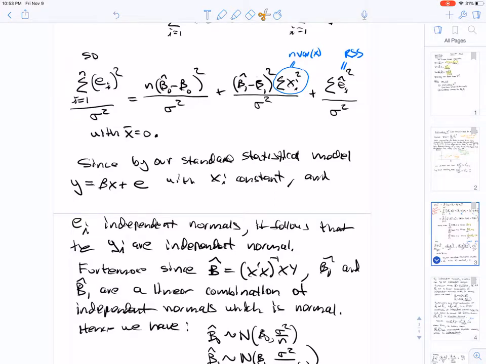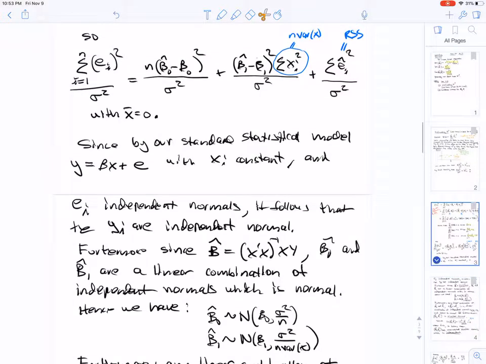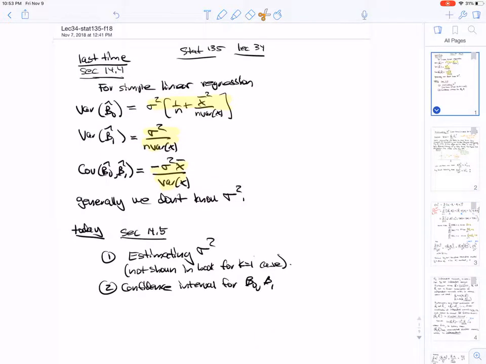So I'm going to notice some things here. First of all, beta 0 hat has expectation beta 0 and variance sigma squared over n. And beta 1 hat has expectation beta 1 and variance sigma squared over n variance x. That just comes from the top 2 lines here, something we worked out before, and the fact that x bar is 0.